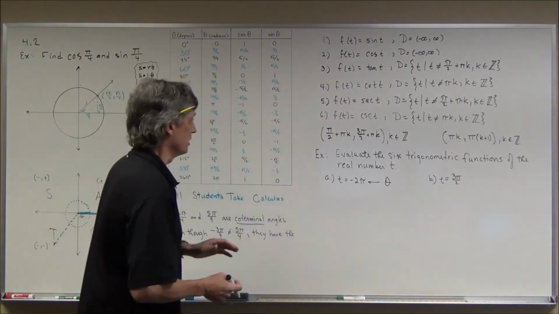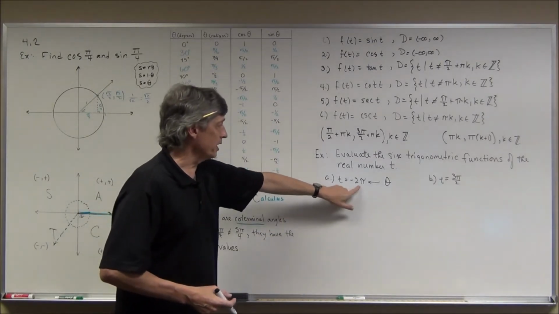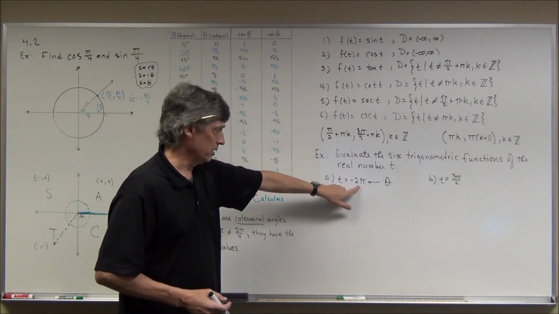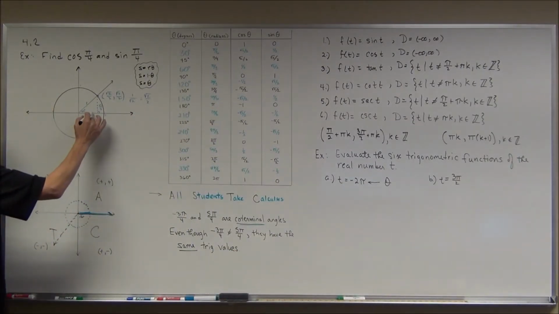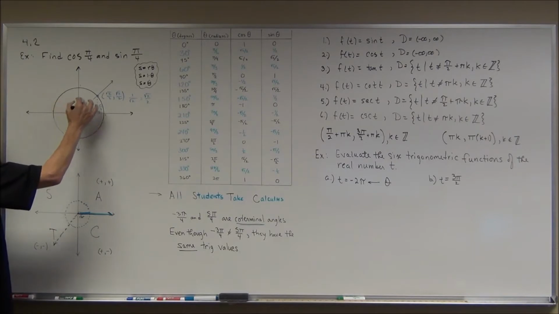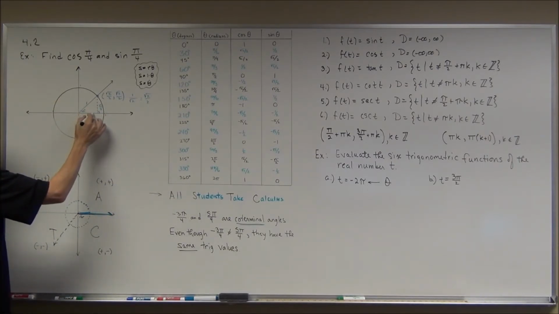Well, let's think about this. I don't have negative 2 pi here on my chart, but if I was to add 2 pi to this, I would get a coterminal angle. Now think about what negative 2 pi looks like. Negative 2 pi would be 1 revolution around this way. If I add 2 pi to it, I'm going to get 0.